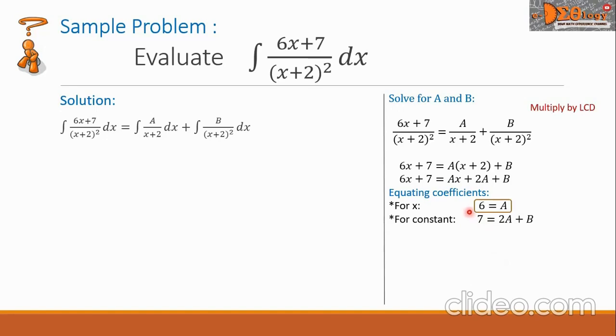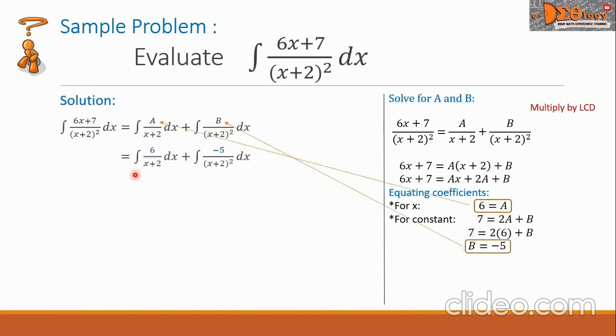Let us substitute this value of a as 6 into the second equation. So we will get 7 equals 2 times 6 plus b. Simplifying this equation and isolating b, the value of b will now be negative 5. So these corresponding values of a and b, we're going to substitute into our integrals.